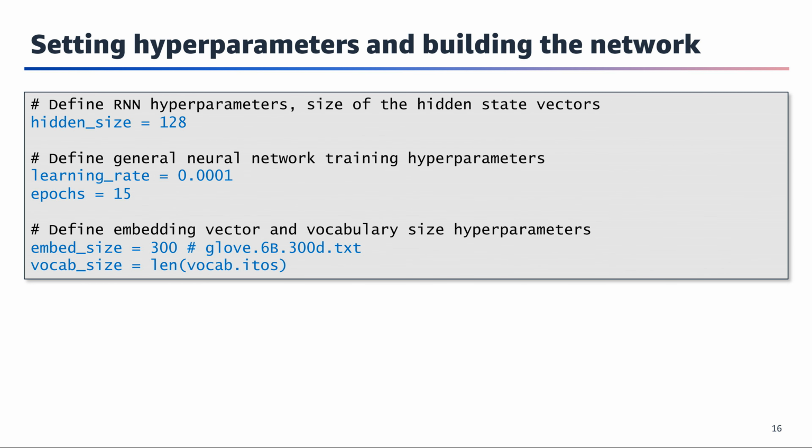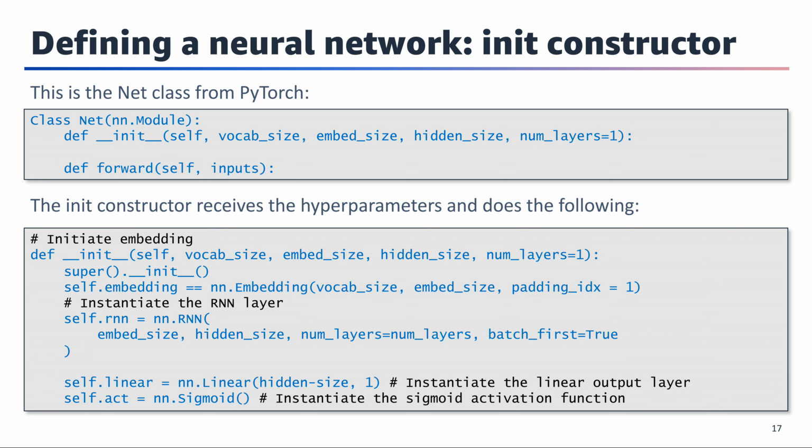There are various hyperparameters for building the network. This includes the size of the hidden state vectors for the RNN, as well as general neural network training hyperparameters such as the learning rate and number of epochs. Additionally, the size of the embedding vector and vocabulary can be defined. The init constructor of the Net class from PyTorch receives the hyperparameters, instantiates the RNN layer, instantiates the linear output layer, and instantiates the sigmoid activation function.